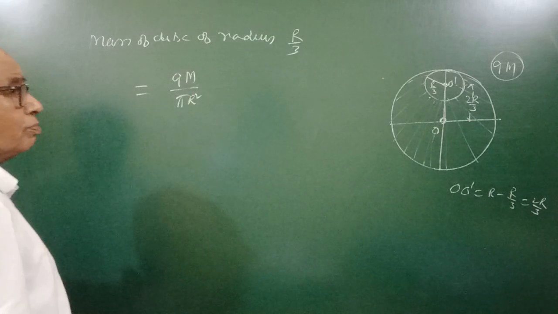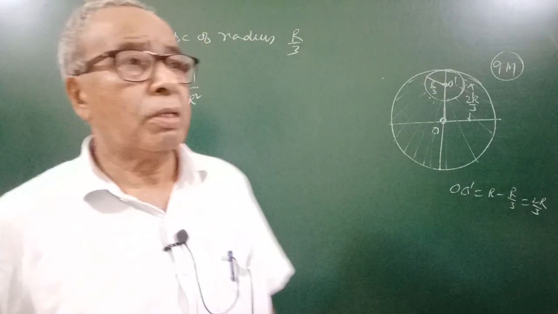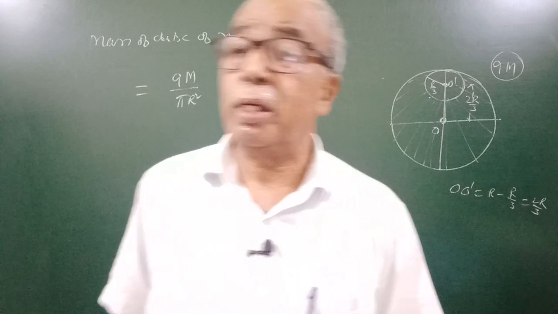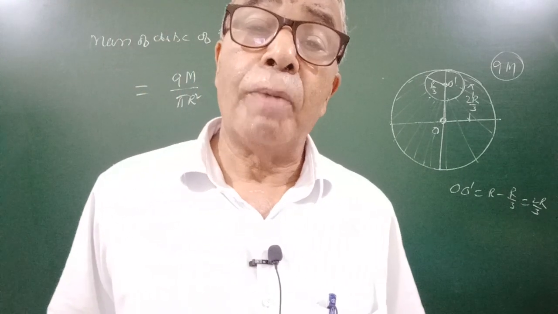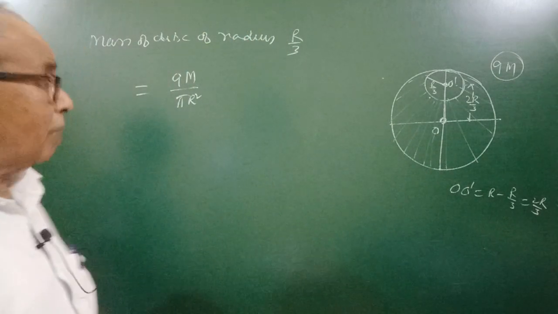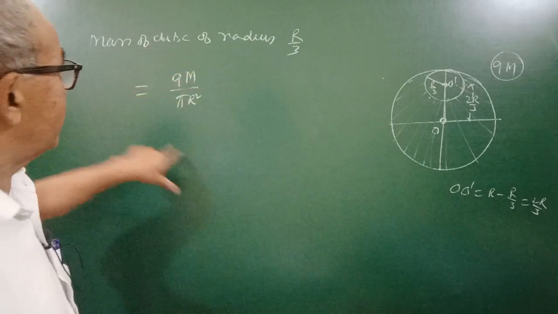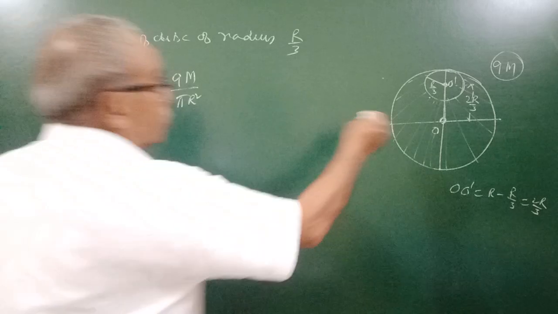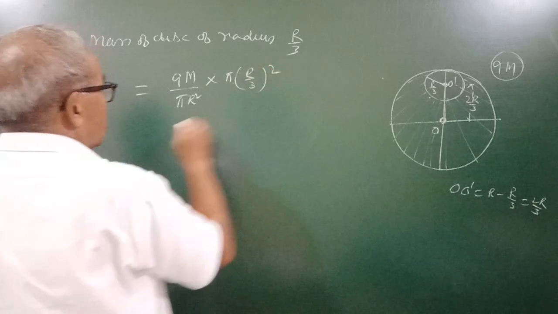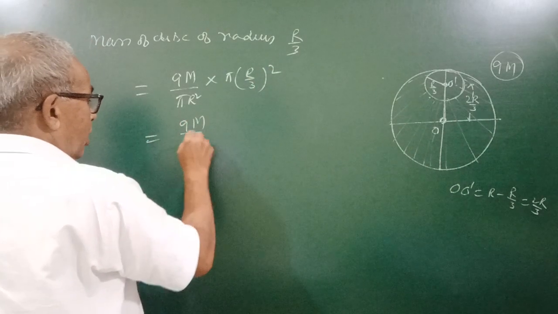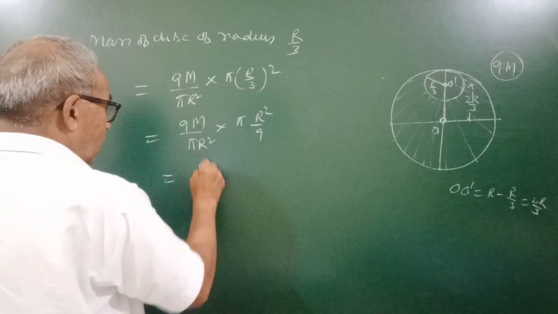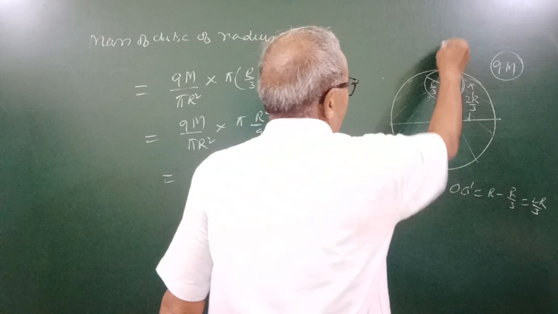Like when you say 12 bananas cost 50 rupees, then how much do 4 bananas cost? You find the price of one first, then multiply by 4. Likewise, 9m upon pi r square is the mass per unit area. This area is pi into r/3 whole square, so the mass is 9m upon pi r square into pi r square by 9. It is left with only m. So the mass of the cut part is m.